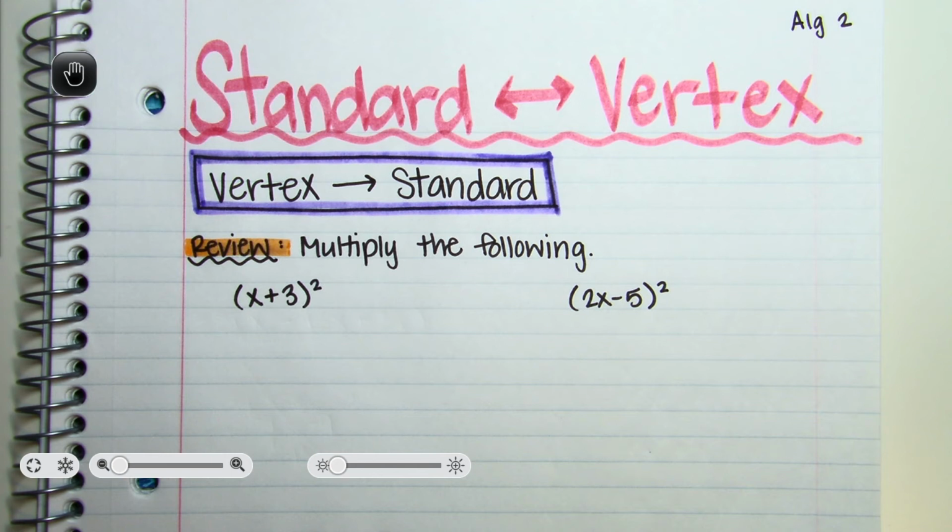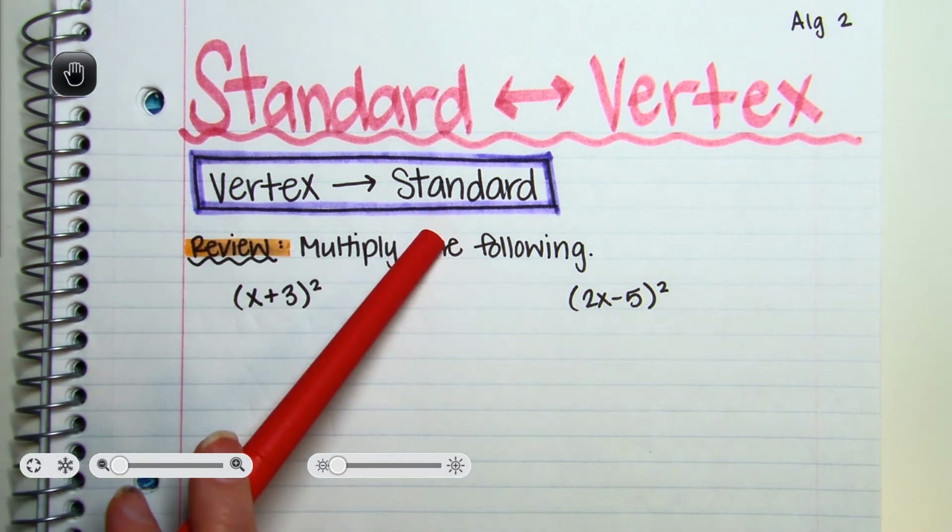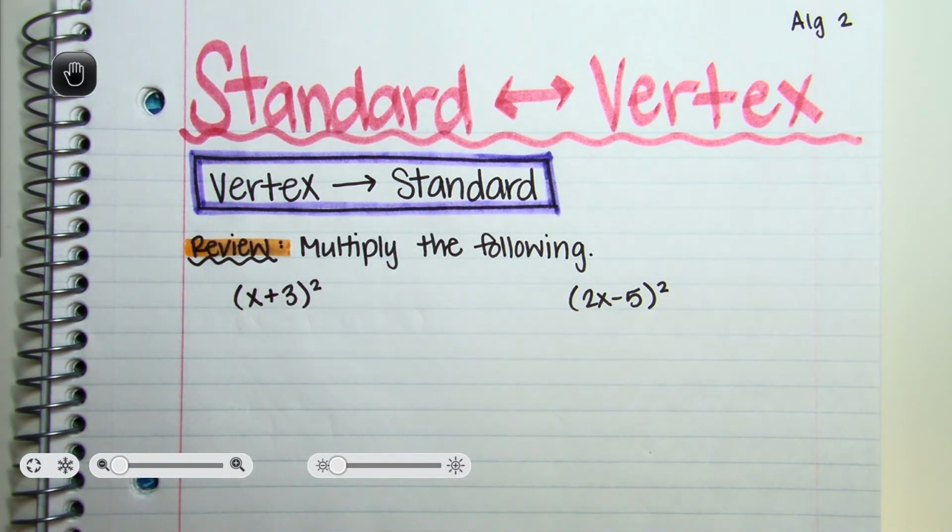Hi everyone, so today we're going to be doing notes on converting back and forth between standard and vertex form. And the first one we're going to look at is when we are given an equation in vertex form, converting it to standard form. So the first thing we're going to do is a quick little review on multiplying. So multiply the following: x plus 3 squared.